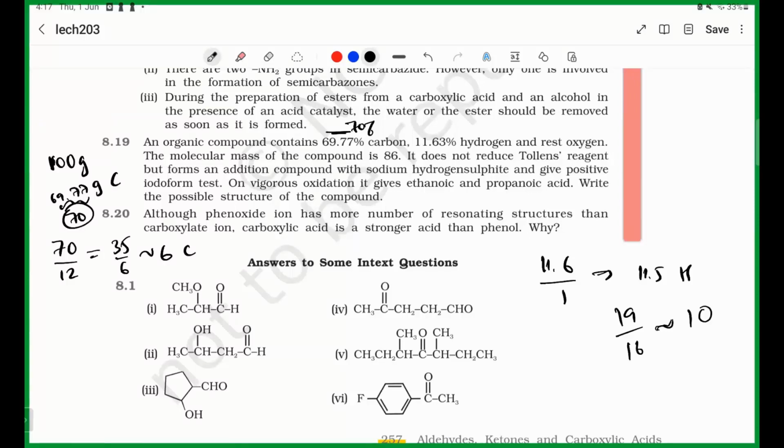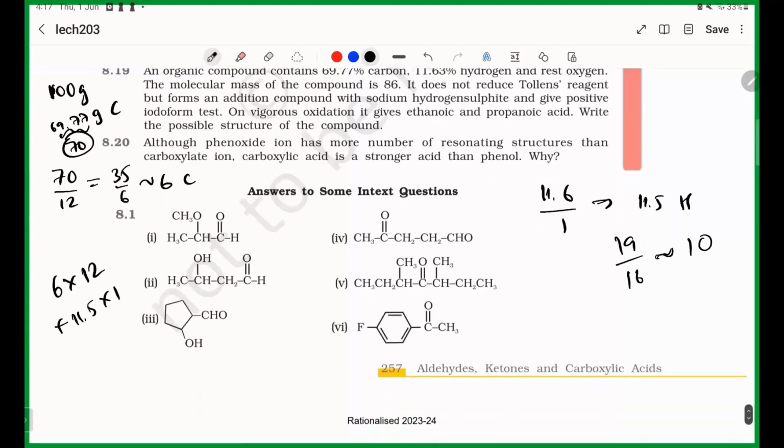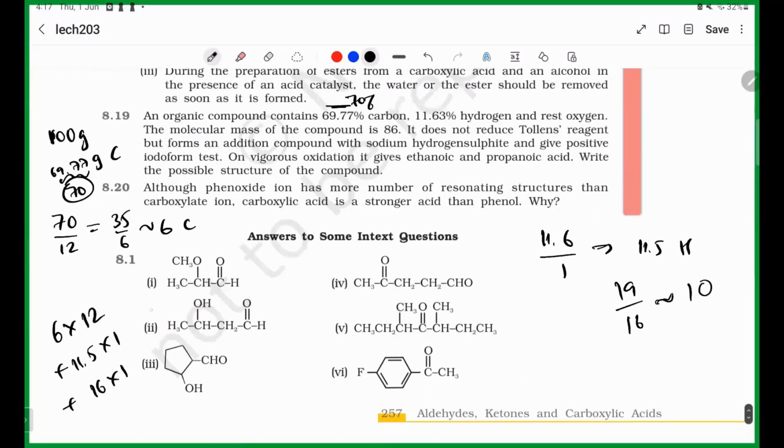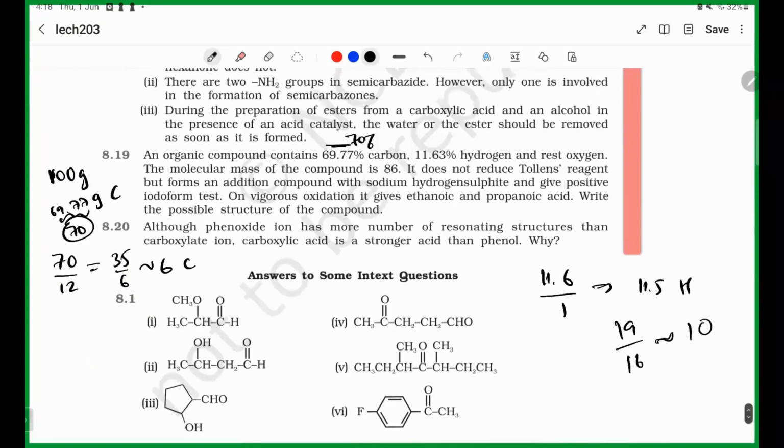Now, molecular mass is 86. So, let us just quickly calculate and see if it makes sense. So, 6 into 12, right? 12 is the atomic weight of carbon, plus 11.5. Again, we don't know if it's 11.5, right? Plus 16 into 1. So, this is 72. 72 plus 16 is already 88. Oh, 88 plus, okay, my bad. It'll be 100. Now, see, this is the ratio of oxygen, right?